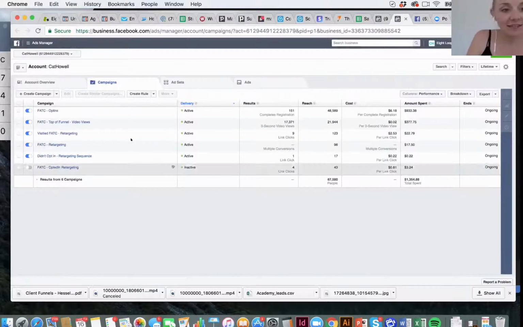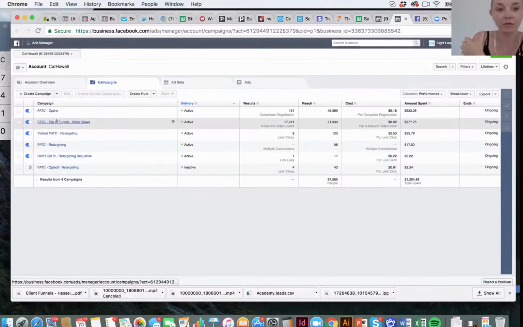So as you can see, this is how we actually organize our client accounts. Any account that we work with, we try to keep it very, very clean. So we'll have a funnel. Here we've got top of funnel in this particular funnel, which is a video views campaign. A few of you that went through this funnel ended up purchasing FATC recently, in the last week, so maybe you can relate to this. At the top of the funnel, we've got a video views campaign.